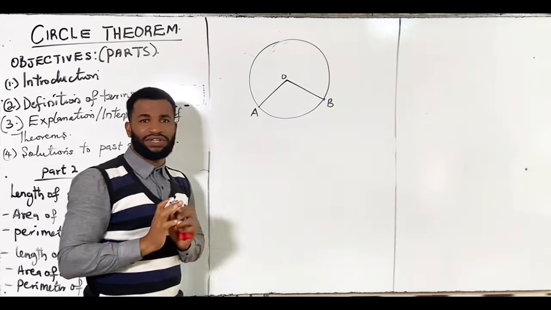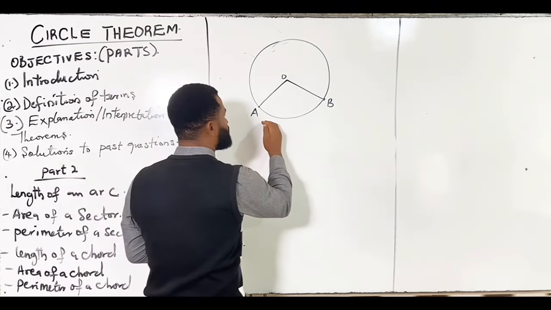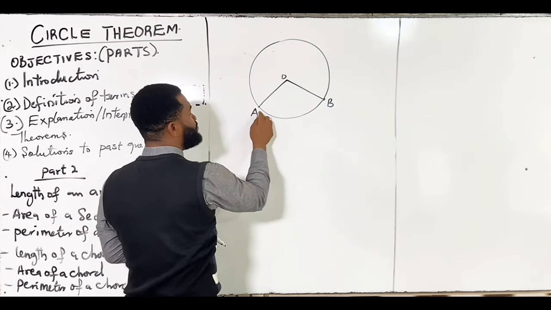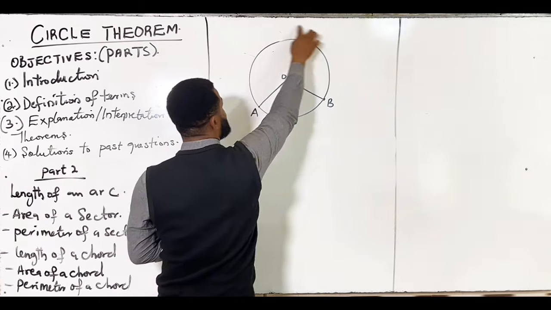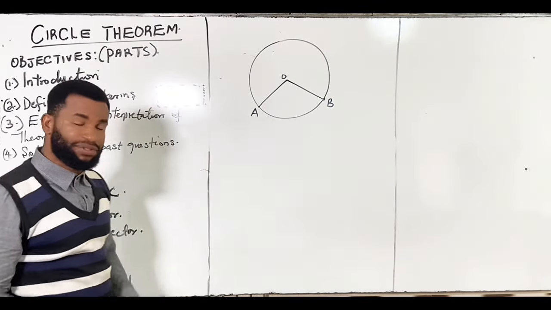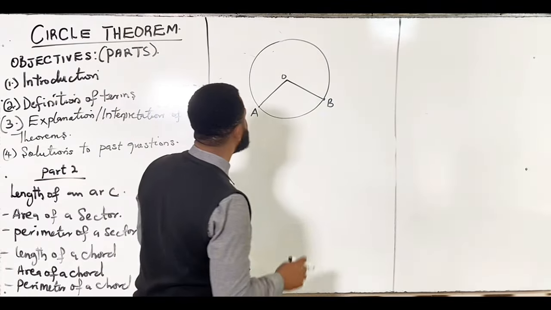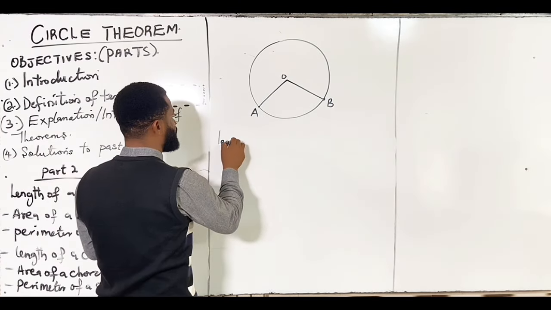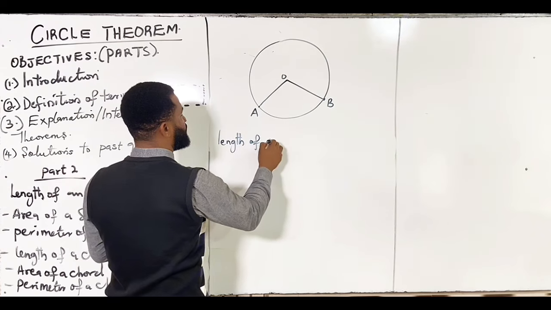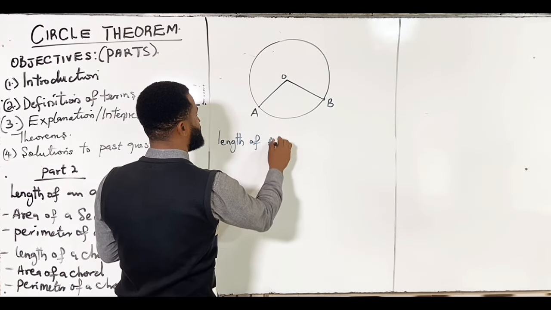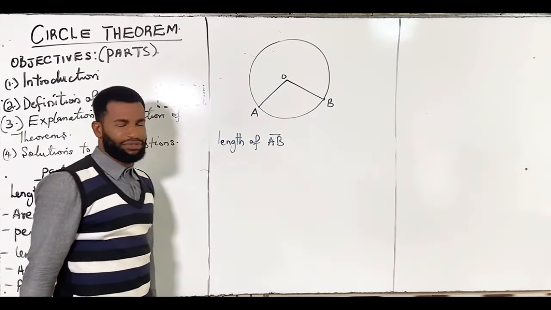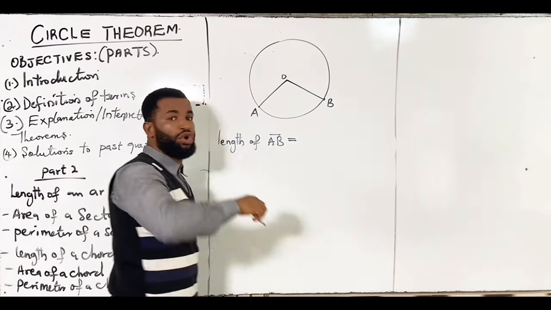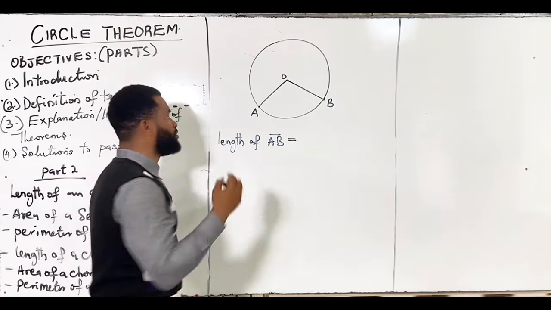But then there are 2 kinds of arcs here. The one is the smaller arc and the one that is bigger. We call them minor arc and major arc. I didn't mention that in the first place, but that is what it is. So in this part right now, we want to find the length of AB. The length of AB is always given as a fraction of the whole of the circle.